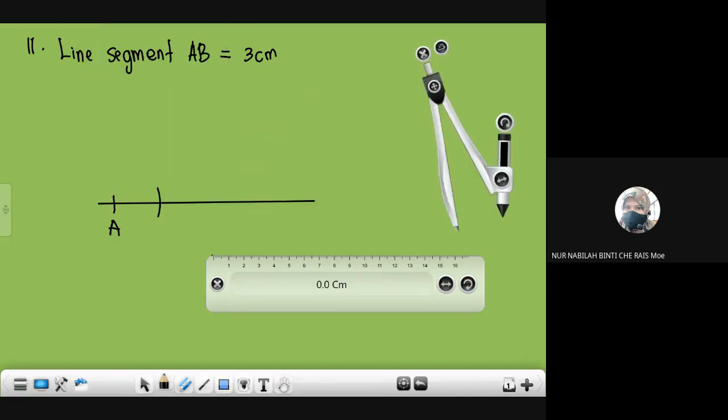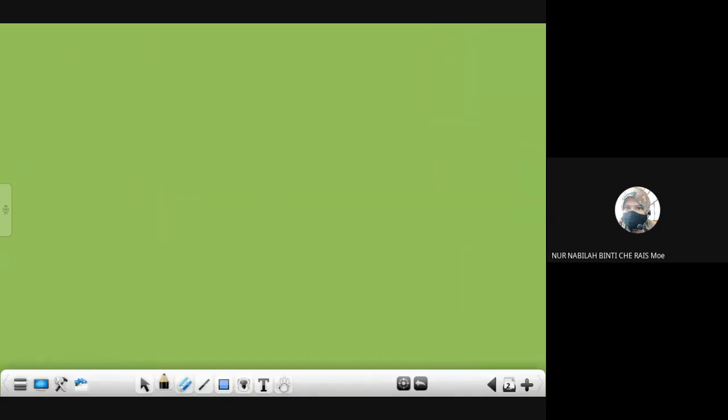And then after that, you can write down that this is your B. And then you can write down 3 cm. So this is your line segment AB equal to 3 cm. Next, question B. You draw the line segment AB with the length of AB equal to 5 cm. So same, AB equal to 5 cm.